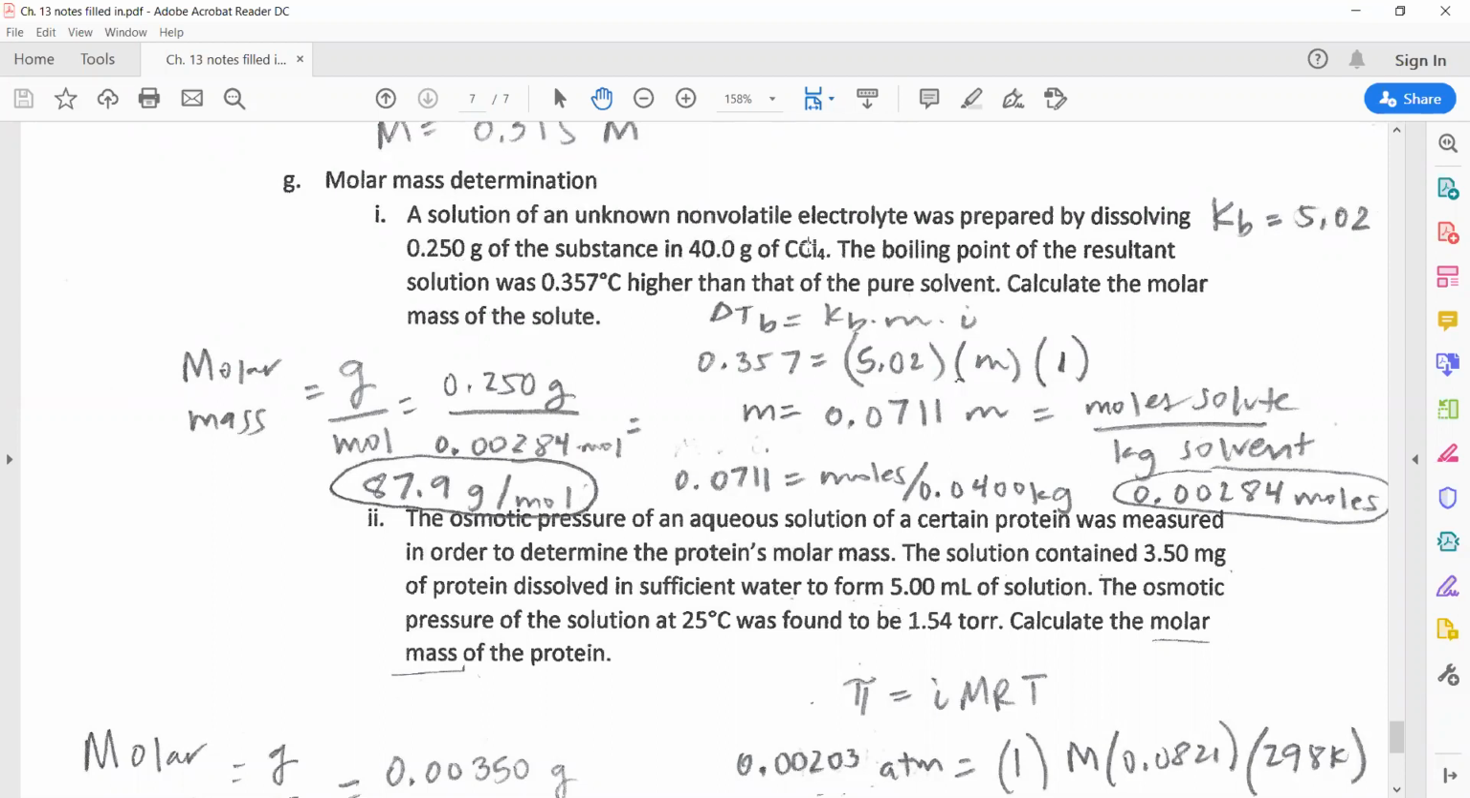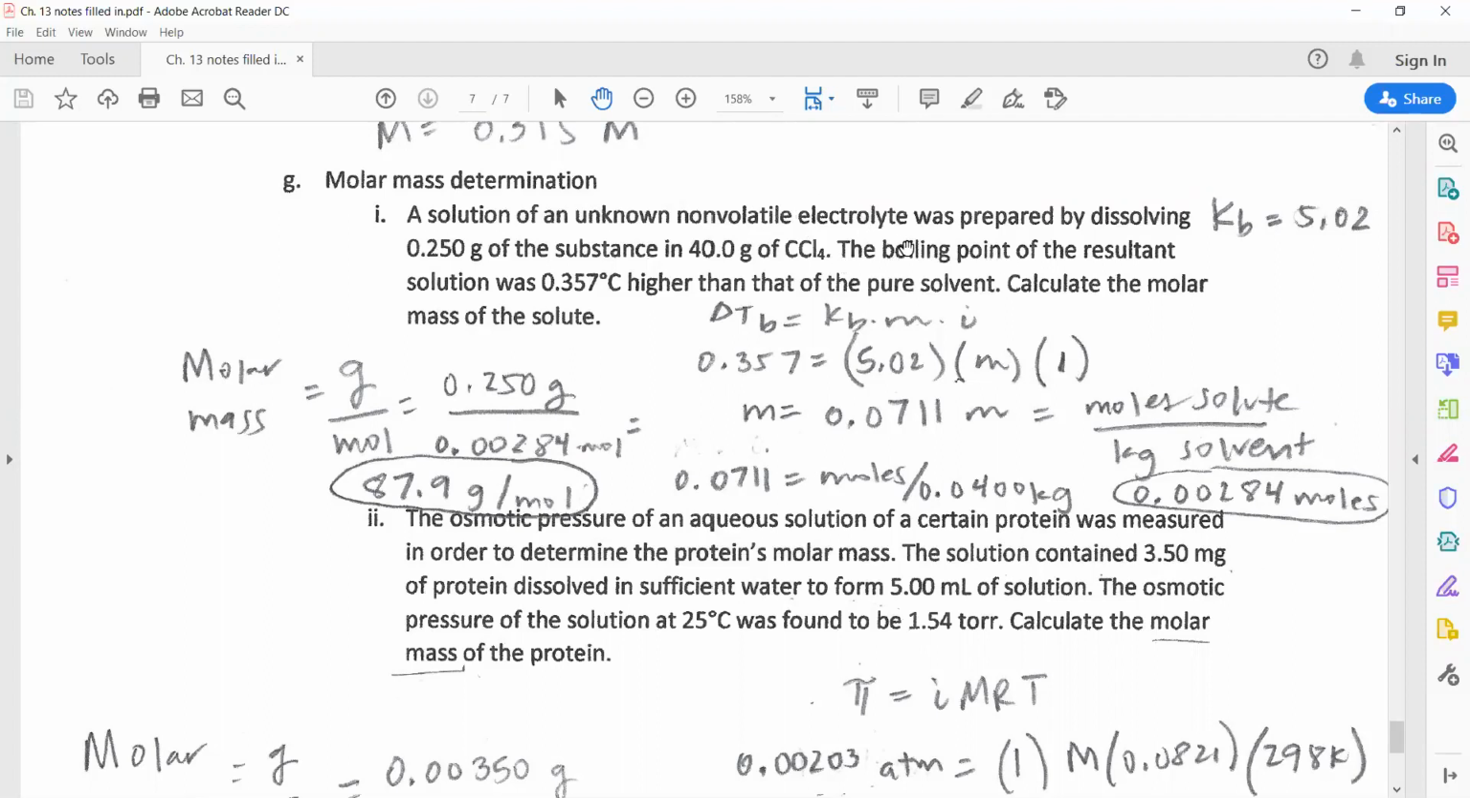I'm realizing that this really should say non-electrolyte up here, because if you're a non-electrolyte, that would tell us that your i is equal to 1. You have to be told here what the i value is in some form or another, because you don't know who the substance is. So this really should have said non-electrolyte, and therefore i would have been 1.